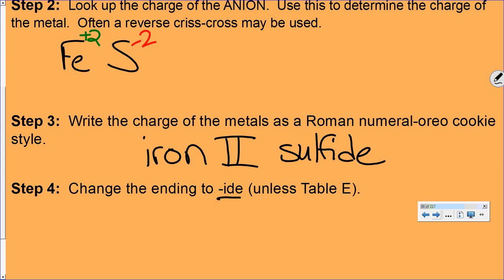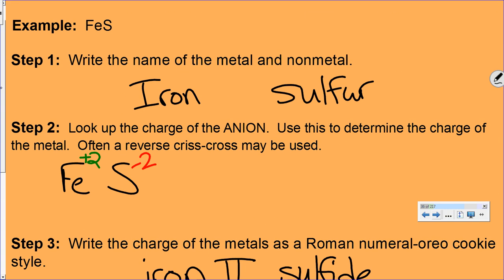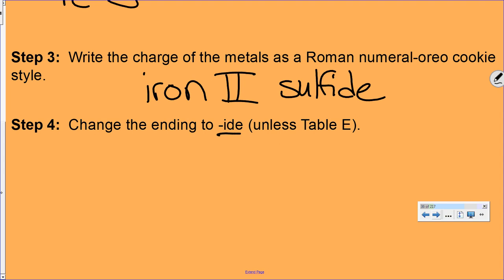We don't have anything here from table E. What's very important to notice, a lot of students think that the Roman numeral has to do with how many irons or how many sulfurs you have. It doesn't always have to agree with that. Your Roman numeral is 2 and you only have one of each of these. The Roman numeral is telling you the charge of the metal.